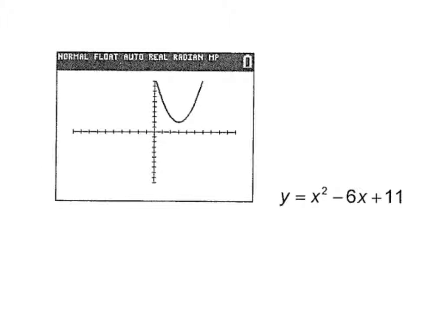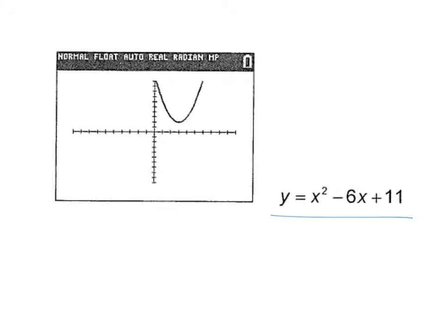When we solve quadratic equations, we're finding the zeros, and zeros are where the parabola crosses the x-axis. But not all parabolas cross the x-axis. For example, this one, y equals x squared minus 6x plus 11, you can see the parabola, but it never crosses the x-axis. So that means the solutions are imaginary. The parabola is very real, and it does have solutions. It's just that it doesn't cross the x-axis, so that means they're imaginary.